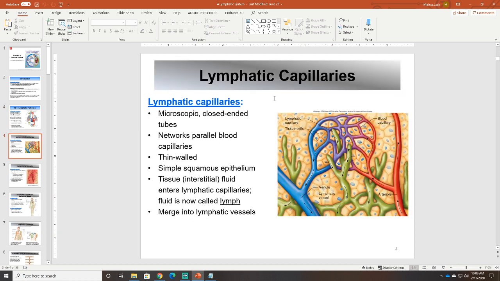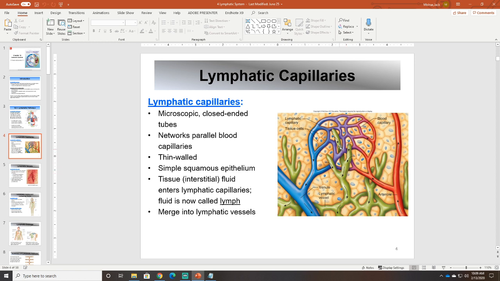All right, so the lymphatic capillaries are microscopic closed-ended tubes, which you can see here, and they're interwoven with the capillary bed. You can see the capillary bed here, and then you can see these finger-like projections. Those are the lymphatic capillaries. They're thin-walled, composed of simple squamous epithelium, just like the blood capillaries are.